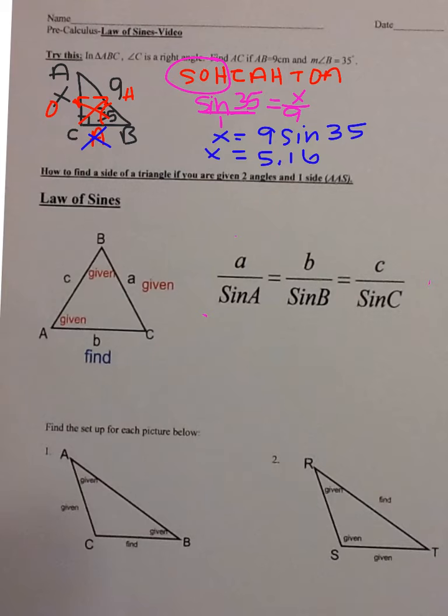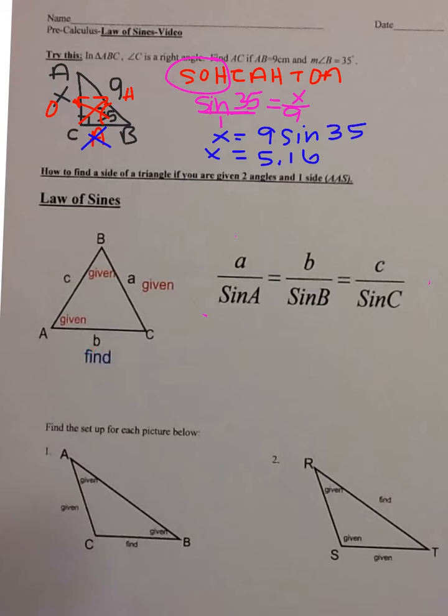Now remember, to label a triangle, it does not normally matter where you put the letters for the angles. Remember, the angles are lettered with capital letters. Sides are labeled opposite of their angle and with lowercase letters. So this is side A because it's opposite angle A, side C because it's opposite angle C, and side B because it's opposite angle B.